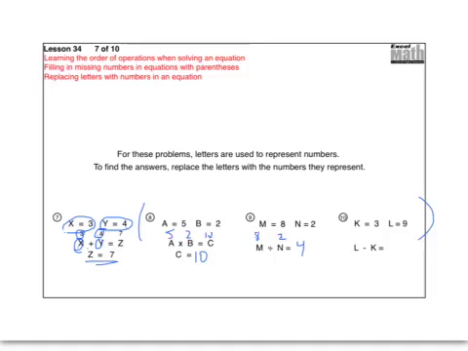Same thing with this. Watch out on this one though. K is 3. That's over here. L is 9. If you reverse those, you did it backwards. 9 minus 3 is equal to 6.